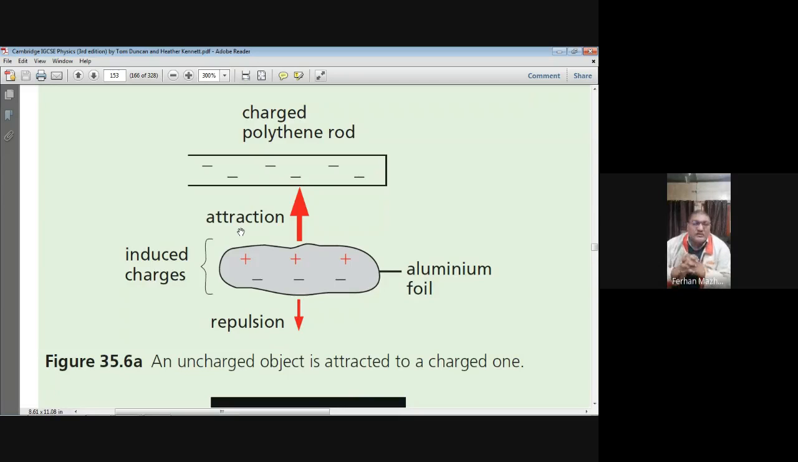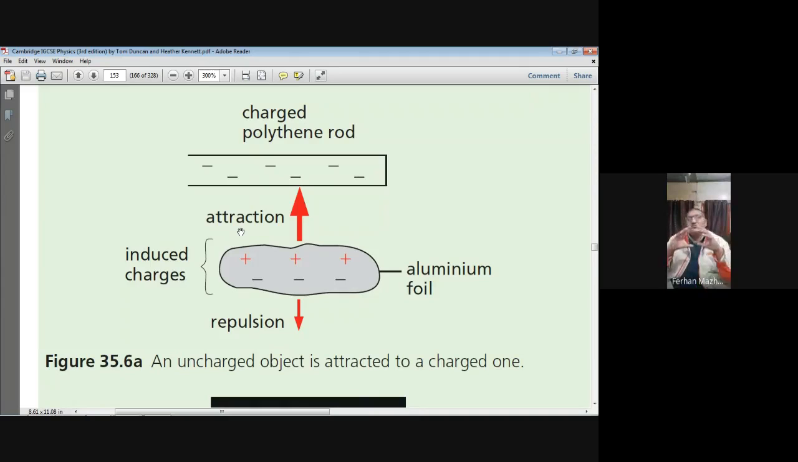The force of repulsion between the negatively charged polythene rod and the bottom of the aluminum foil is less as compared to the force of attraction. The reason is that the distance between the polythene rod and the bottom of the aluminum foil is larger.